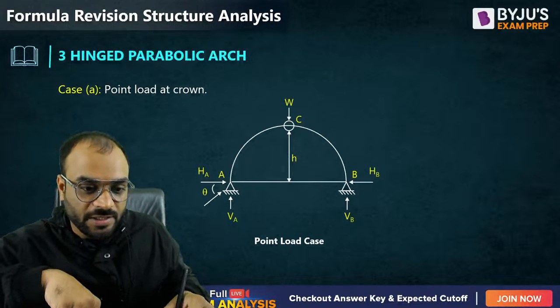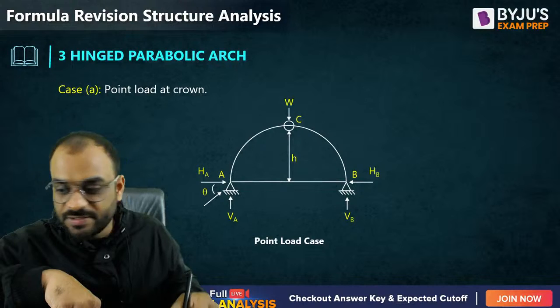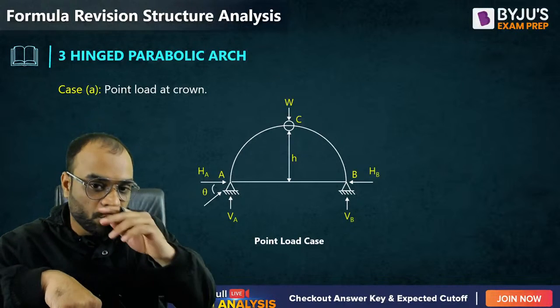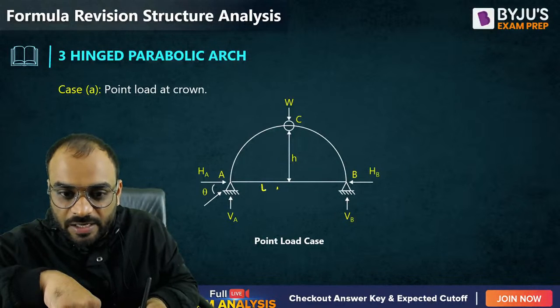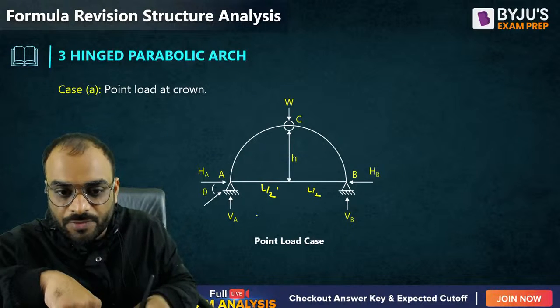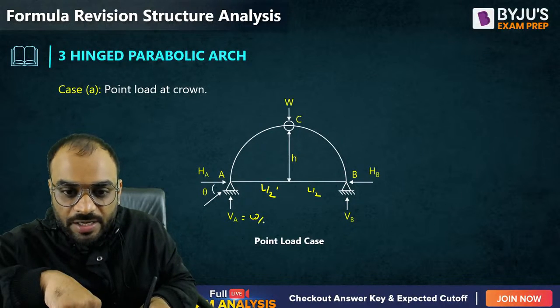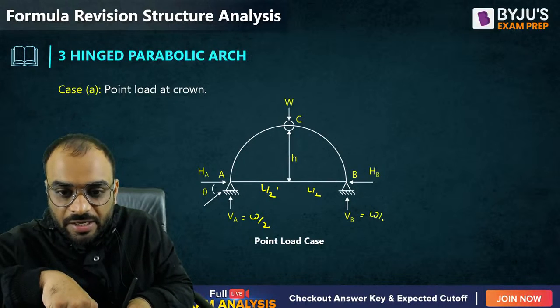What you can do guys, let me do one simple analysis in front of you so that you can understand how to find out the reaction part. You know that this is W. Let us suppose this is our span. This is L by 2. This is L by 2. What is this value exactly? W by 2. This one is also W by 2.